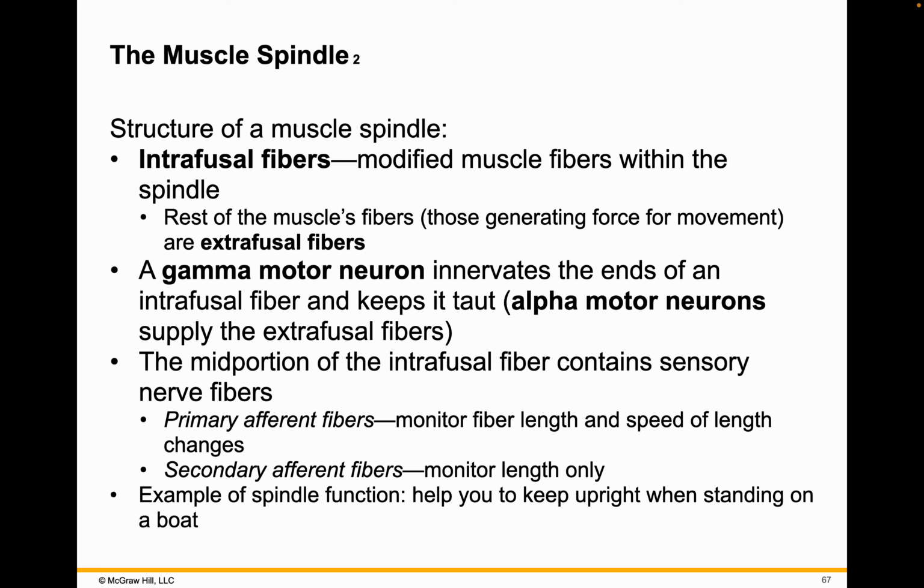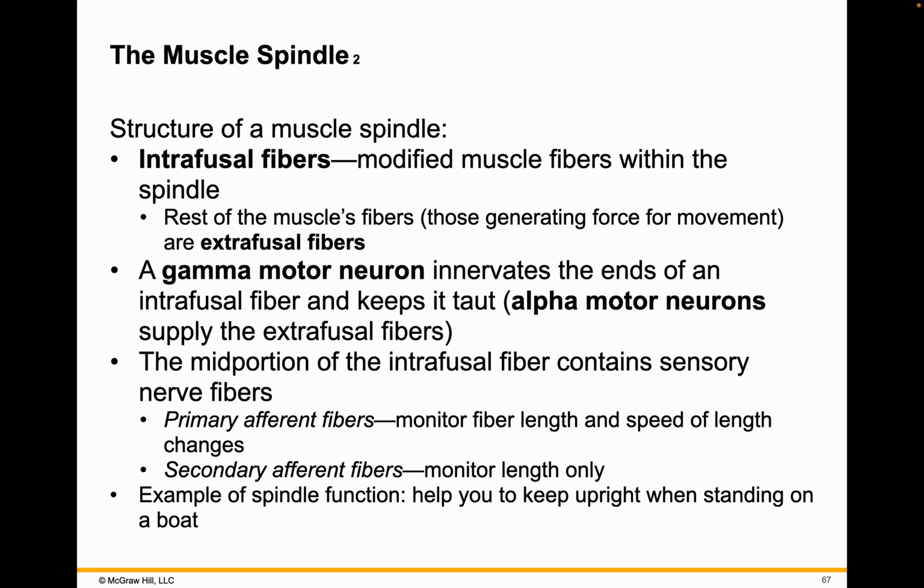The structure of a muscle spindle includes intrafusal fibers, which are modified muscle fibers within the spindle. The rest of the muscle fibers, those generating the force for movement, are extrafusal fibers. There's a gamma motor neuron innervating the ends of an intrafusal fiber and keeping it taut. The alpha motor neurons supply the extrafusal fibers. The midpoint of the intrafusal fiber contains sensory nerve fibers. Primary afferent fibers are sensory fibers.